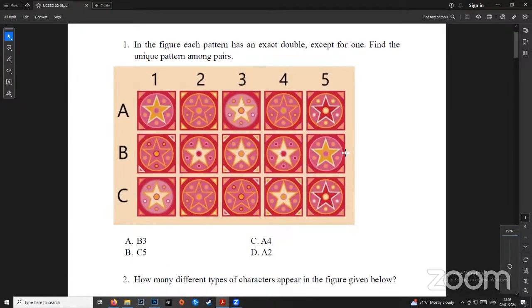So this is a question in which you have to try and understand what sort of question it is. As I always tell the people who have been on live sessions before, if you can understand the question, you will be able to reach the answer very easily. For example, in this question, in the figure, each pattern has an exact double except for one. Find the unique pattern amongst the pairs.